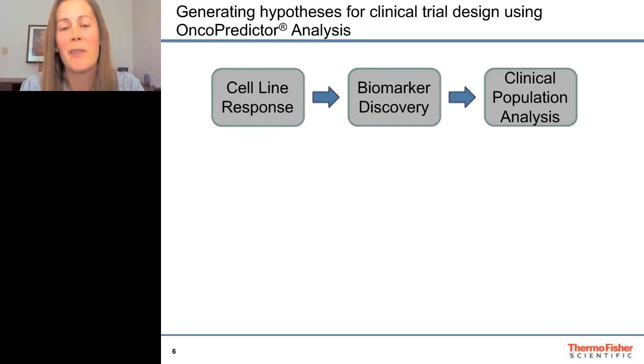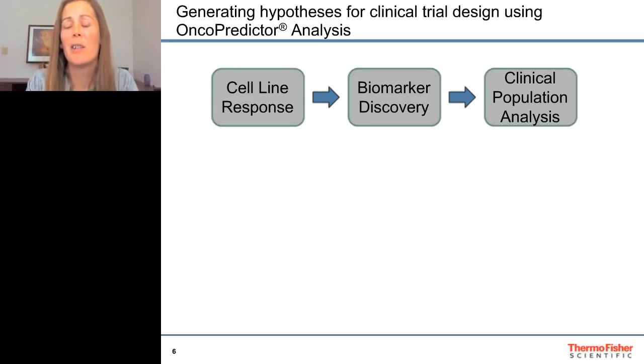So here at Thermo Fisher Scientific, as I may have mentioned already, we do have expertise in the identification of predictive biomarkers, and we have a number of different service offerings that we can use to help our clients build competitive differentiation plans. But today, I'd like to highlight our OncoPredictor analysis. As I mentioned previously, this analysis is broken up into 3 phases. The first phase is cell line response. The second phase is biomarker discovery. And the final phase is clinical populations analysis.